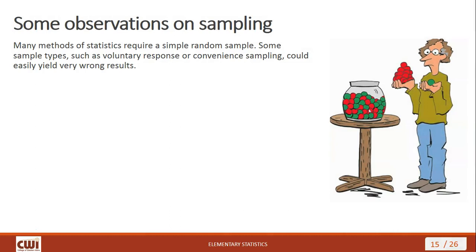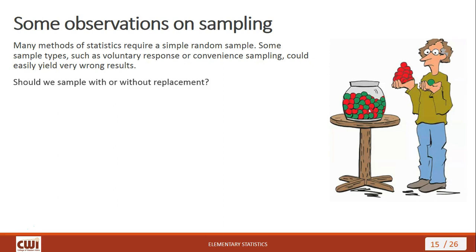Let's make some observations on sampling. What we've learned so far in statistics is that there are many methods that require a simple random sample. Some sample types, such as voluntary response or convenience sampling, could very easily yield very wrong results because these sampling methods typically do not produce samples that are characteristic of the larger populations from which they are taken. The question comes up, though: even if we have a sampling method that's going to give us a simple random sample, should we sample with or without replacement?